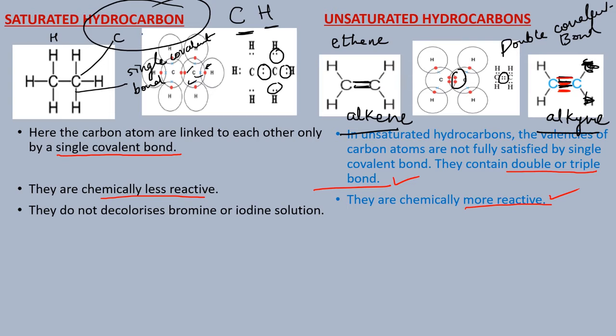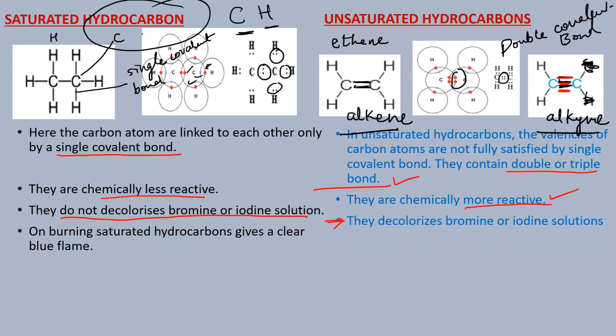Saturated hydrocarbon do not decolorize bromine or iodine solution, whereas unsaturated hydrocarbon decolorizes the bromine or iodine solution. The next point is that on burning saturated hydrocarbon, we get a clear blue flame, while on burning unsaturated hydrocarbon, we get a yellow flame with a lot of smoke.